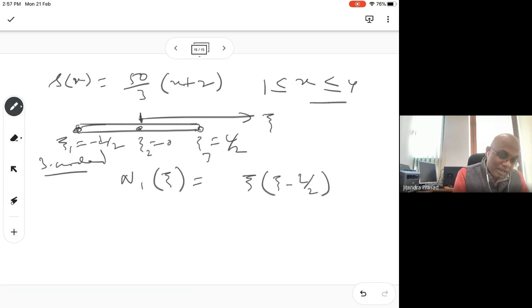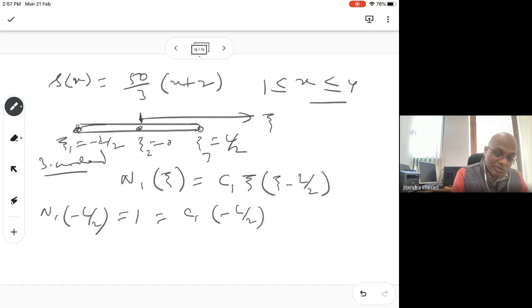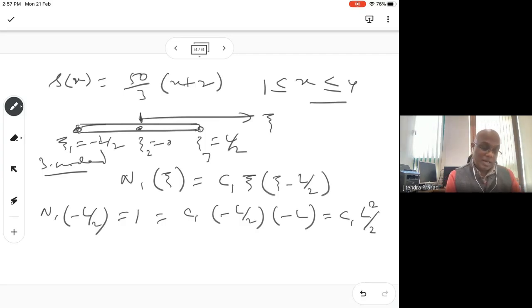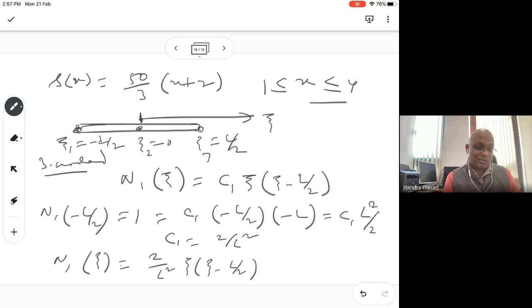Okay, you can put N1, let's say it was C1. So N1 at minus L over 2 has to be equal to 1, which is equal to C1 times minus L over 2 minus L, so equal to C1 L square over 2, right? And hence C1 equal to 2 over L square. So N1 of xi is equal to 2 over L square times xi minus L over 2.